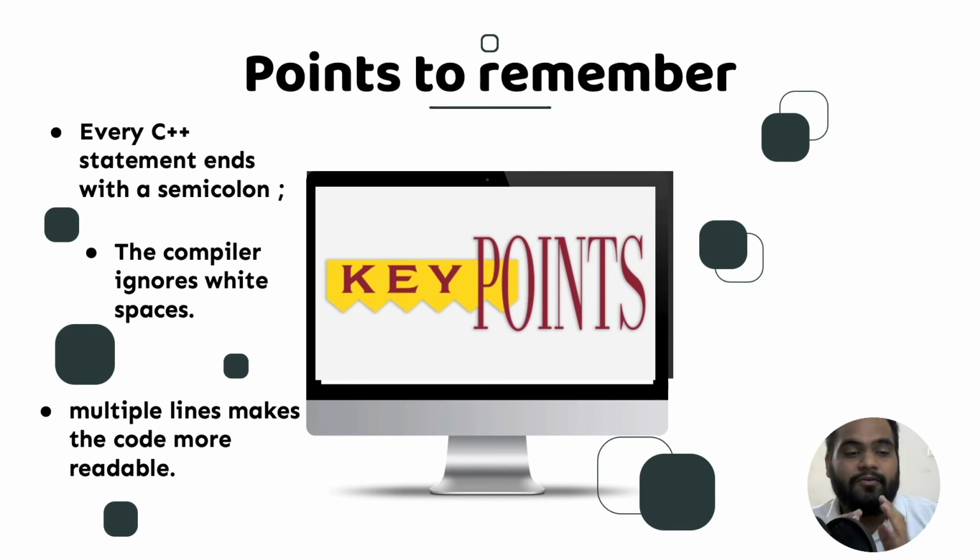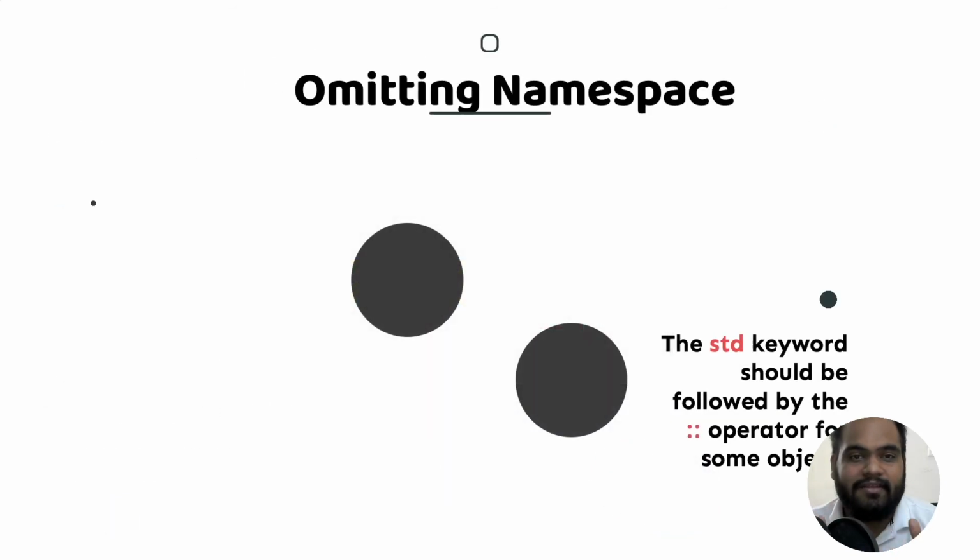Multiple lines make the code more readable. If you have proper spacing and you have the code in lines or blocks, it's going to be much more readable. Always remember, it's not always you who is going to maintain the code. It's probably going to be someone else as well. So you should always keep in mind that your code should be clean and neat, so that anyone who is reading it should be able to use it. That's pretty much the key points.